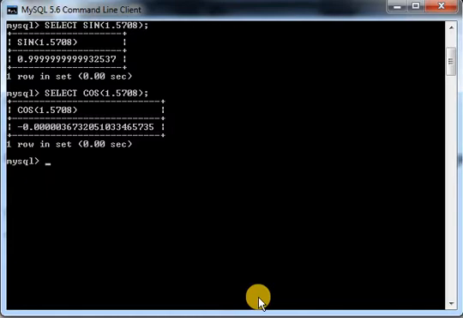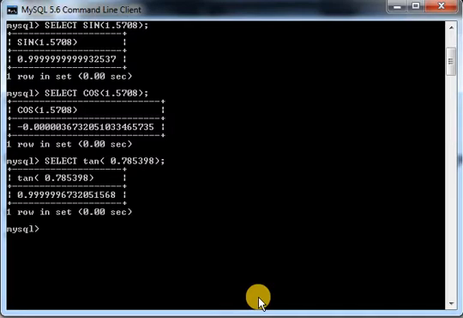Now next one is tangent. So select tan, and then I will use 45 degrees here because tan 90 is infinity. So I will use 45 degrees because tan 45 is 1. You all know tan 45 and cot 45 is also 1. So for 45 degrees it is 0.785398. So this is also near about equal to 1.